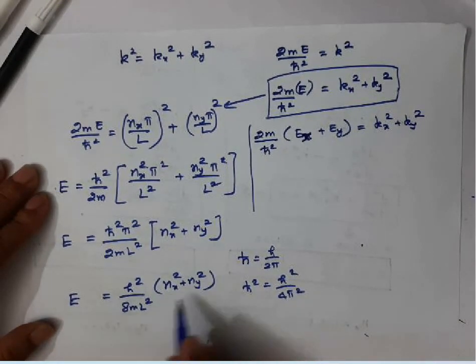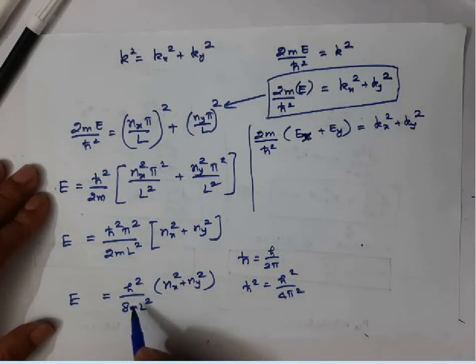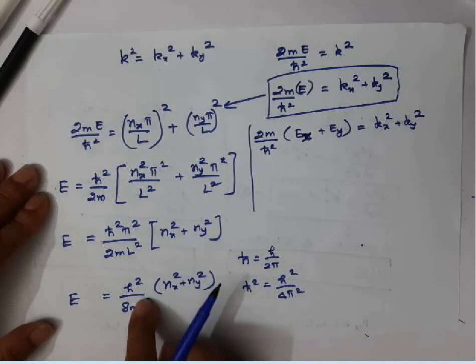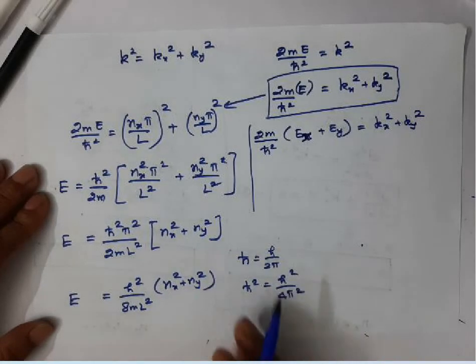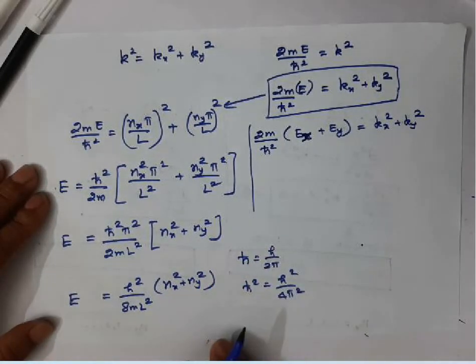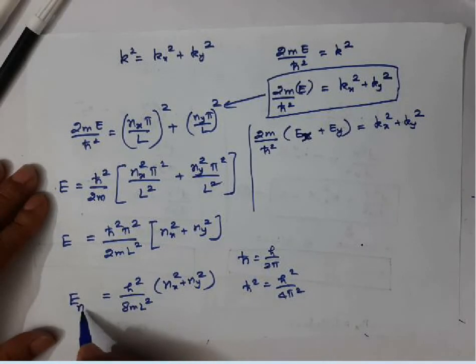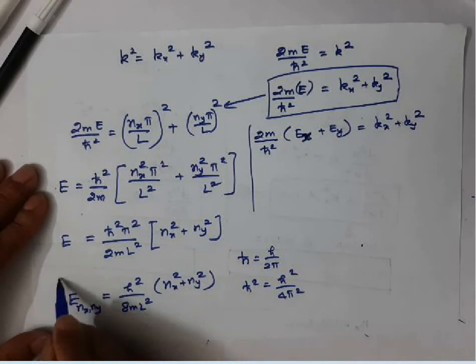Now it is very clear that h, m, 8 and l are all constants. They are fixed values. Only the quantum numbers will change depending upon the state. Therefore, energy depends on the quantum numbers nx and ny.